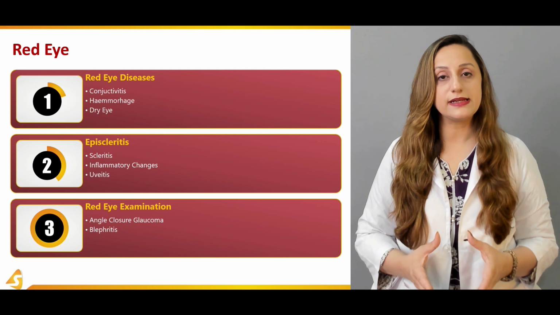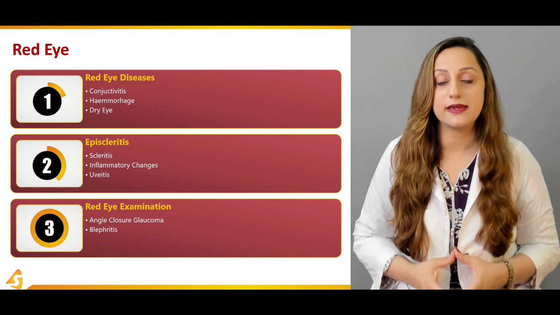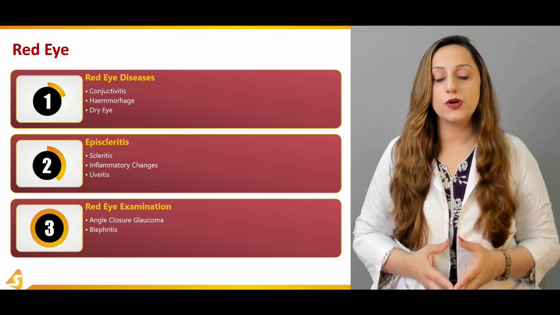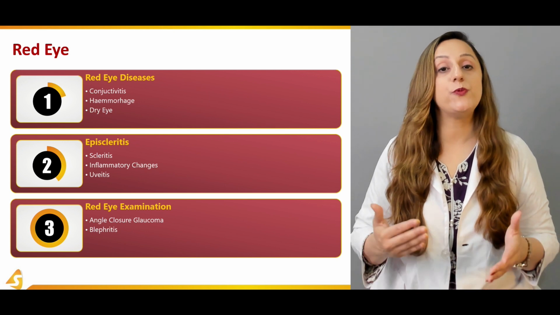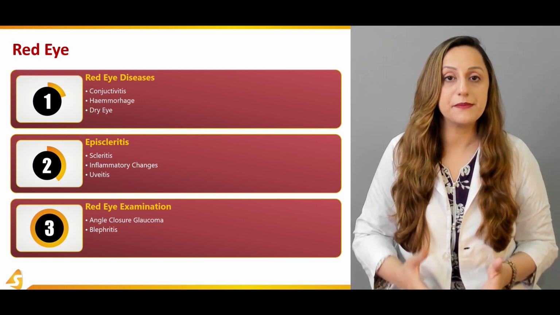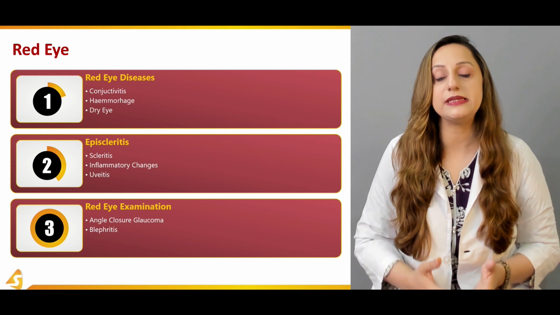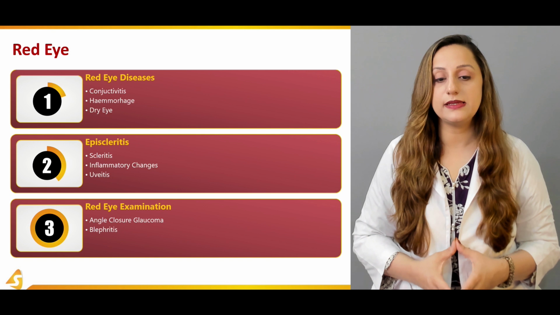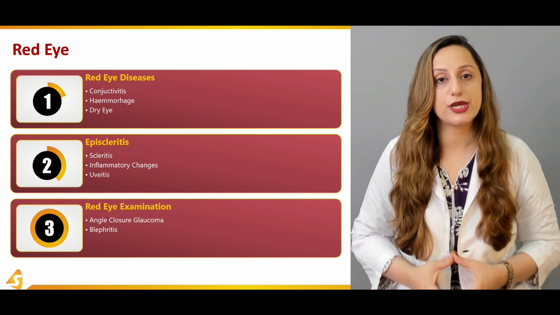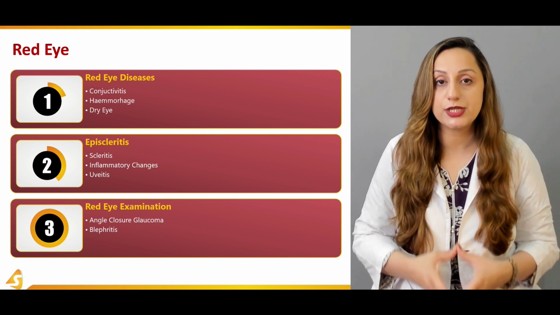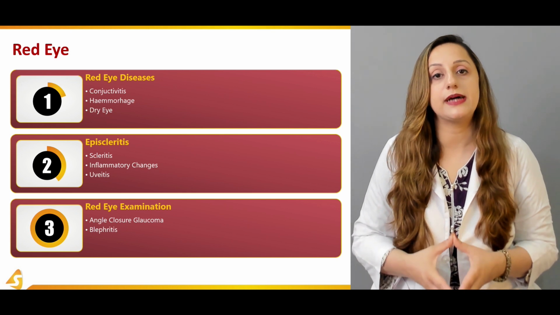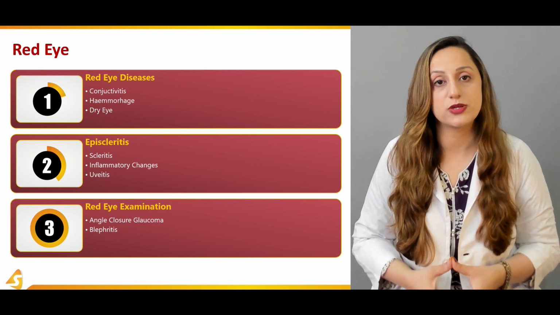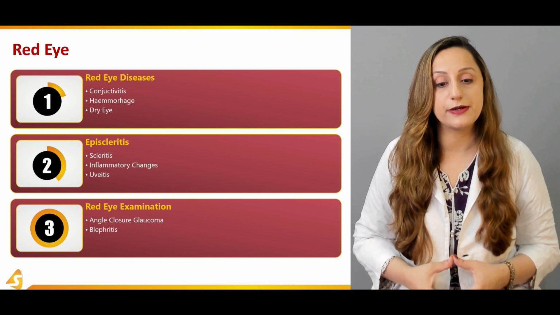In the third and final section, we'll be dealing with the red eye examination. One should be well versed in how to examine a red eye in detail and how to get a complete history from the patient. Then we'll be discussing angle closure glaucoma, which can be quite vision threatening to the person. So an accurate diagnosis at the earliest stage possible is very important.